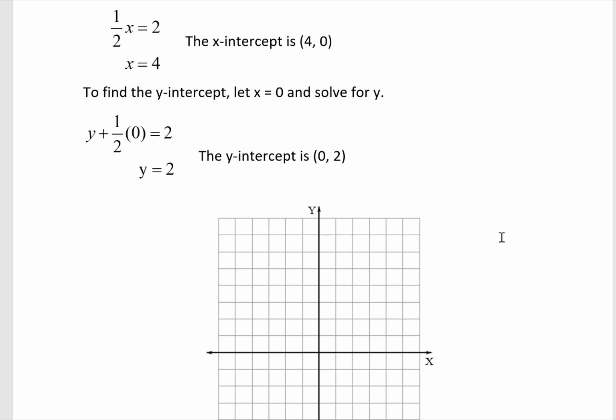So I can go ahead and I can plot my intercepts. So I've got 4, 0, which is going to fall right here, and then I've got the y-intercept is 0, 2, and then I can go ahead and connect my points.